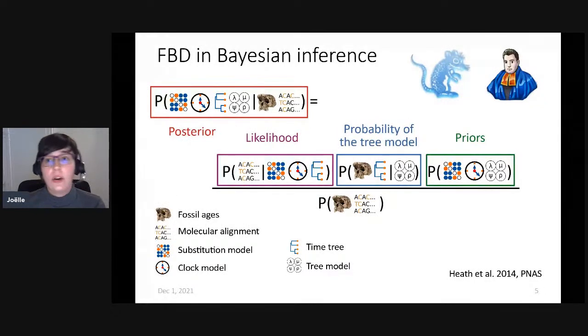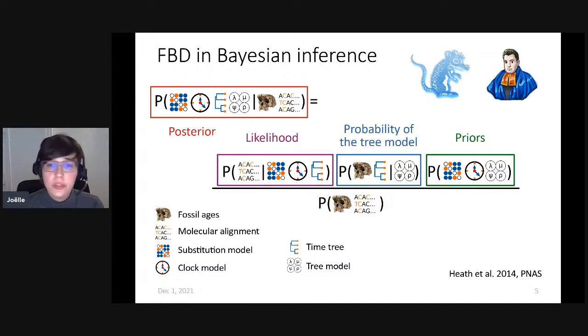So if we look at how the FBD process gets implemented in Bayesian inference, we're going to take a look at this complicated looking equation, but I hope it will become simpler as I explain it. This is simply the general equation for calculating the posterior in a Bayesian inference. The posterior is made of the probability of all the components of the inference as a function of the data. The specificity of the FBD inference is that in the data we not only have a molecular alignment, but we also have fossil specimens, and in particular, fossil ages that come with them.